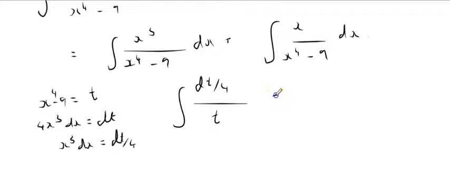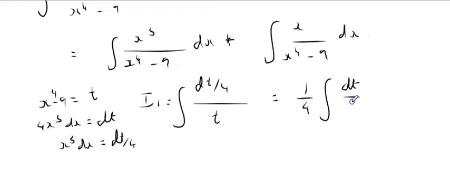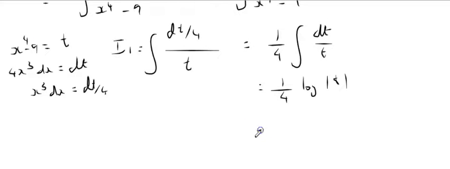When I differentiate this separately, I'll take this as I1. I1 is now going to be equal to this. I'll take 1 by 4 outside because it's a constant. So that will now become dt by t, which is nothing but 1 by 4 log mod of t. Let us substitute back for t, that will give you 1 by 4 log of x power 4 minus 9.